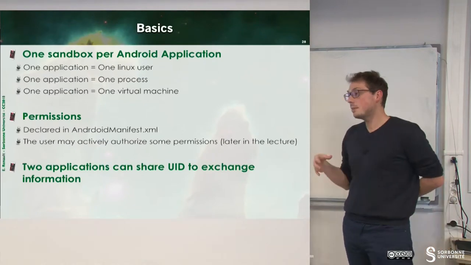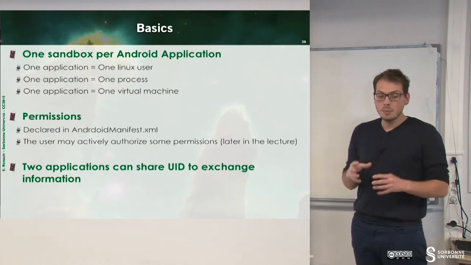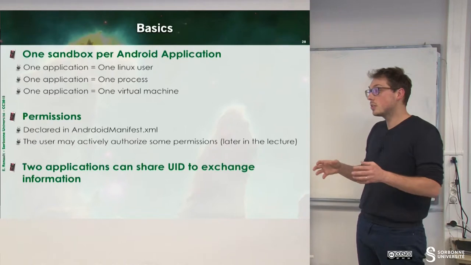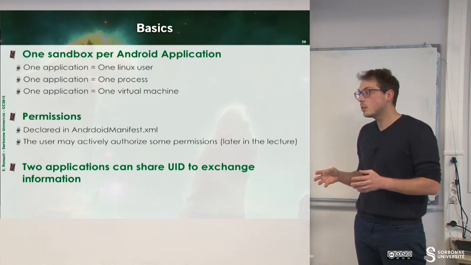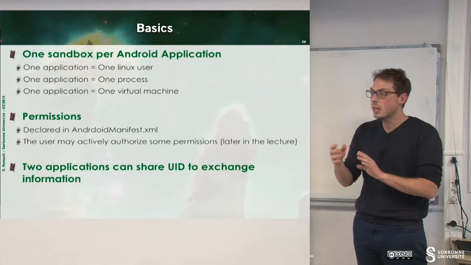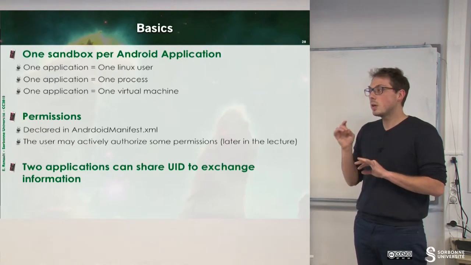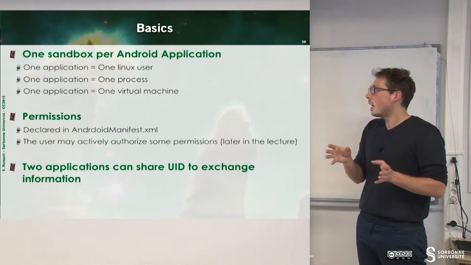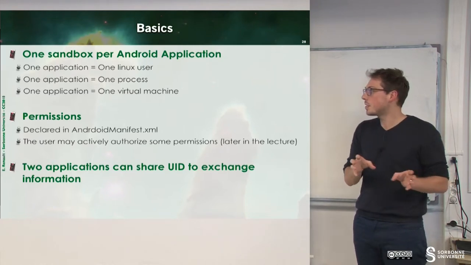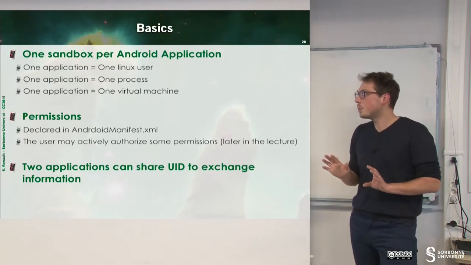So, as I mentioned earlier, there is one sandbox per application. So it means that one application is one Linux user. So we have some security here. And one application is also one process, which means that you can have only one process per application. You can have multiple threads, but you cannot have more than one process. Finally, one application is one virtual machine, if you use Art, we can discuss that. But basically, one virtual machine per application. So all of this can lead to slower applications. We will see that later.